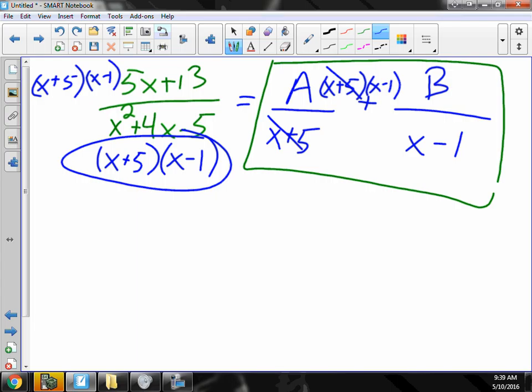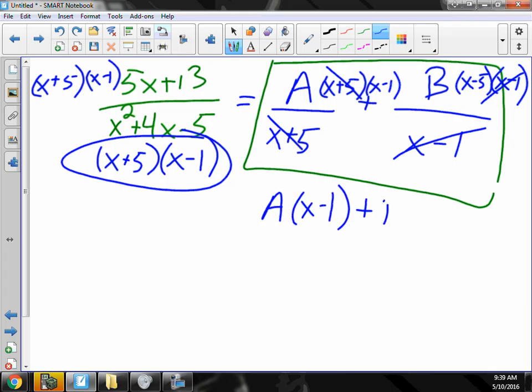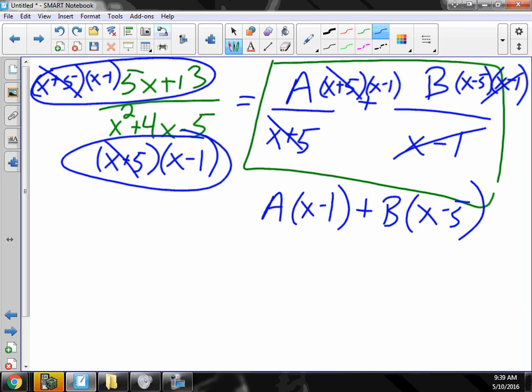And then over here, x minus 5 times x minus 1. This cancels that. And I'm left with a times x minus 1 plus b times x minus 5. What about the left side? Do I want to multiply that together? Ooh, no. Definitely not. This cancels this, and that cancels that, and I'm left with 5x plus 13 equals all of that.